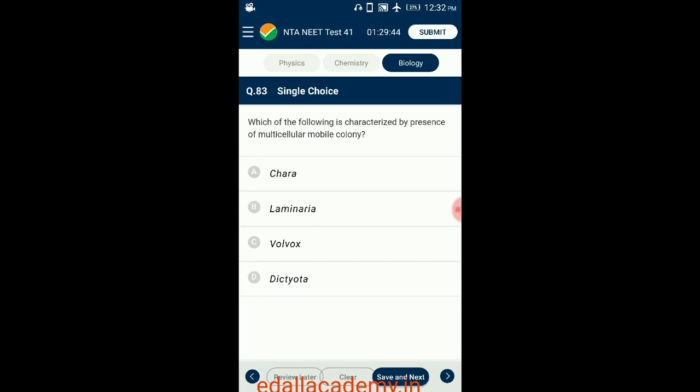Question number 83. Which of the following is characterized by the presence of a multicellular mobile colony? Volvox is a multicellular mobile green algae. Each cell of Volvox is similar to Chlamydomonas. So the answer for this question is option C, Volvox.